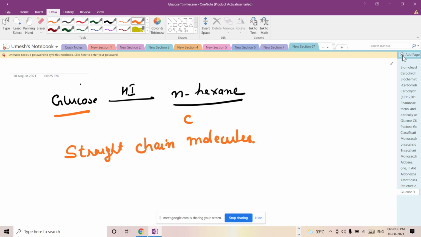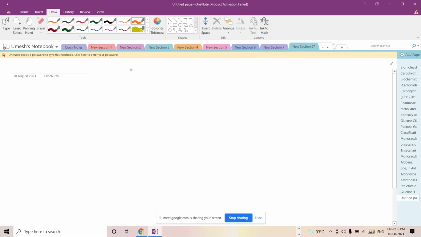Right, it's a straight chain molecule. Then we are proving here the presence of the 5 OH groups. In the molecule, we have 5 OH groups. How do you prove that it is 5 OH groups? Let us see. I have drawn the structure here like this.